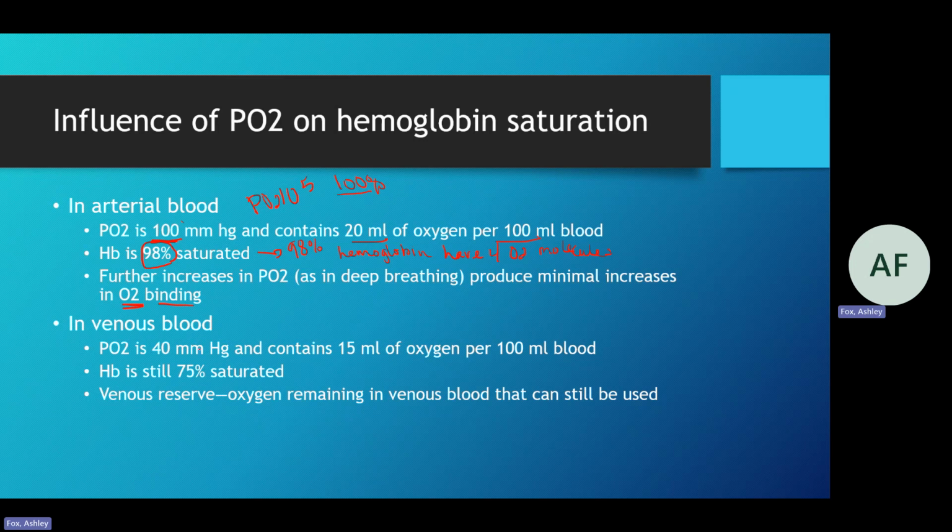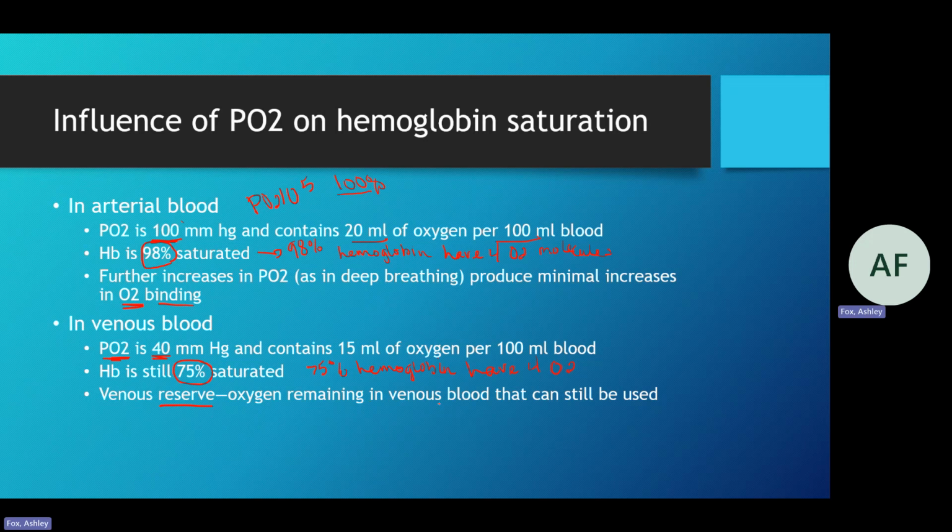In venous blood, the partial pressure of oxygen, we're still talking about that, is 40 millimeters of mercury. So we have about 15 mL of oxygen per 100 mL of blood. Hemoglobin at 40 is still 75% saturated. That means, again, 75% of your hemoglobin molecules have 4 O2. That's when we call it a venous reserve.